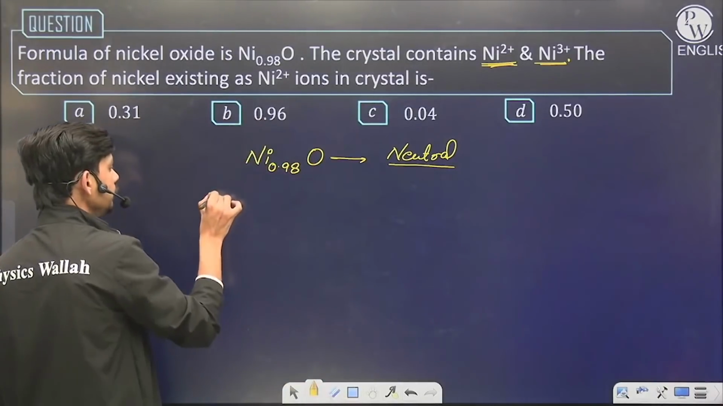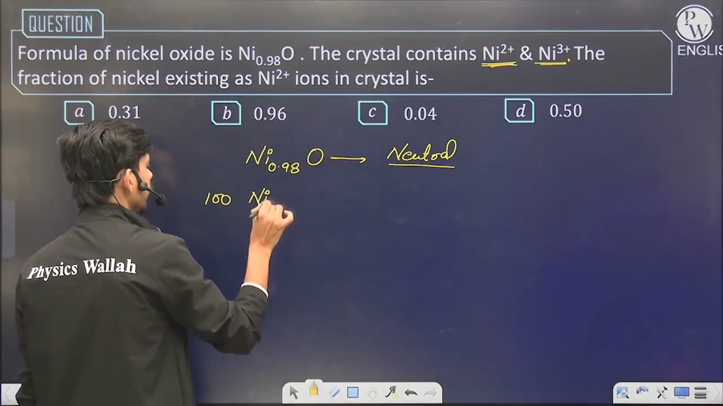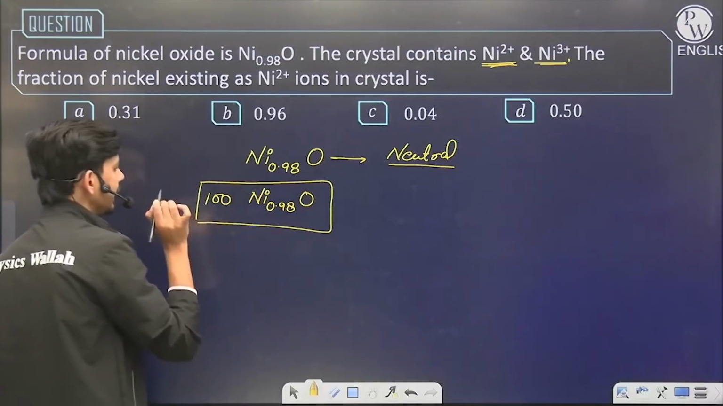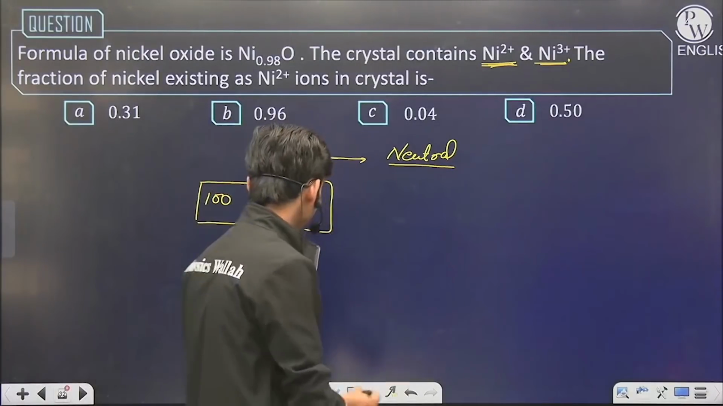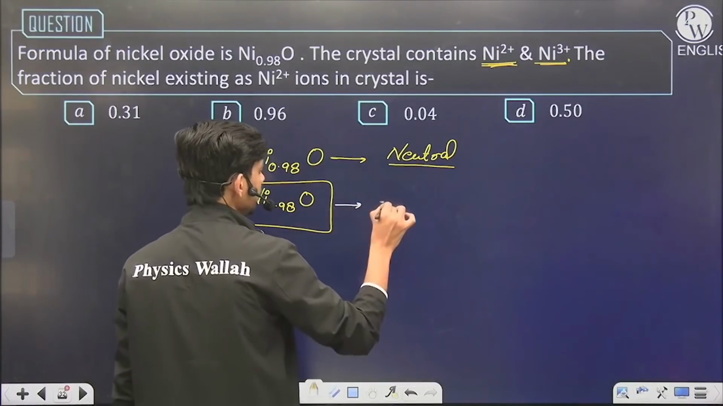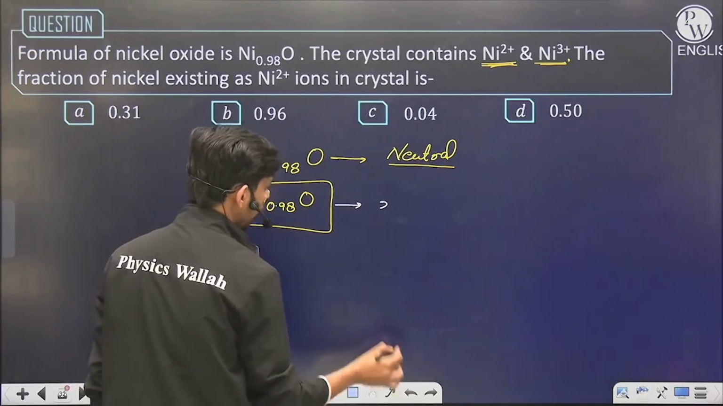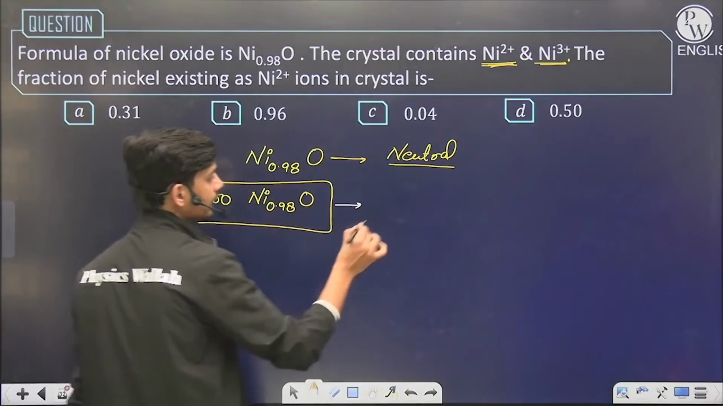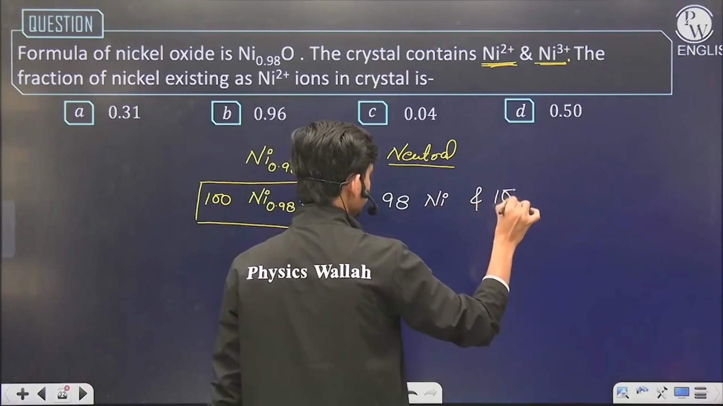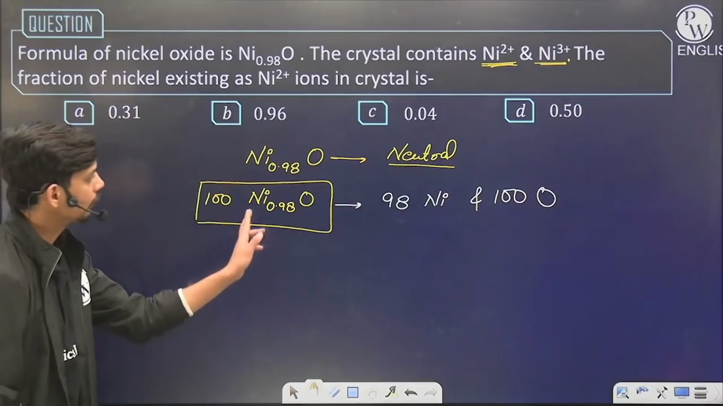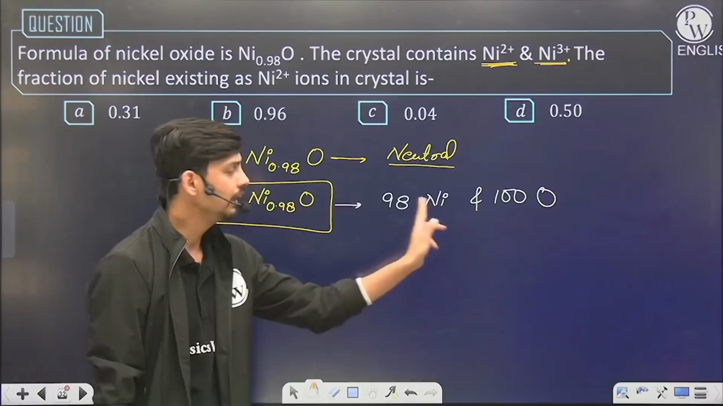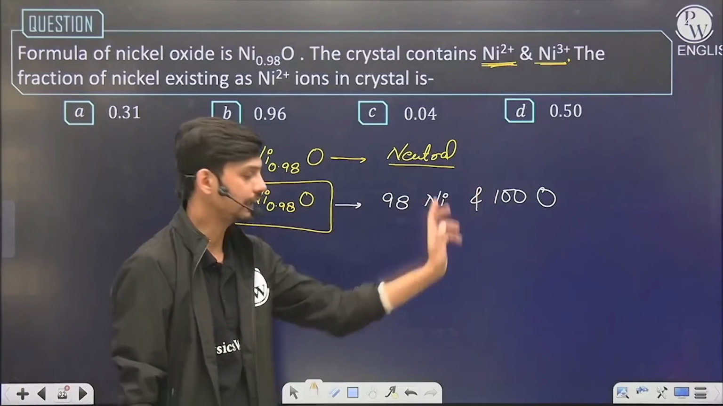For simplicity, I assume 100 Ni 0.98 O molecules. You can take it as 1, you can take it as 10, any number whichever you want to take. So out of these 100, according to stoichiometry, 100 into 0.98, 98 nickel atoms are there, and 100 oxygen atoms are there, because the formula is Ni 0.98 O 1.